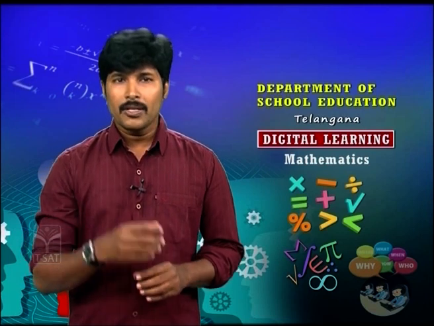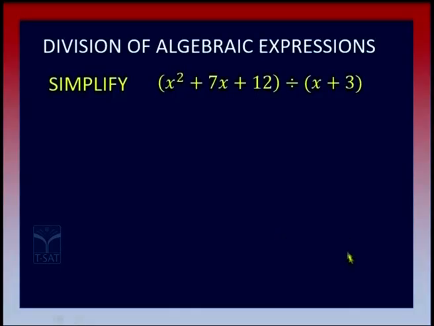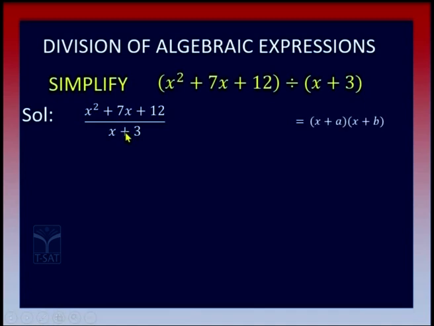So, now you observe these division problems on the screen. Here you see x square plus 7x plus 12 is divided by x plus 3. How can you divide this expression using this expression? So, here we apply factorization. That is the importance of factorization. Now, you see we can write x square plus 7x plus 12 divided by x plus 3 in this way, and the numerator you see here is of the form x square plus (a plus b) into x plus ab. We can split and we can factorize in this way, x plus a into x plus b.